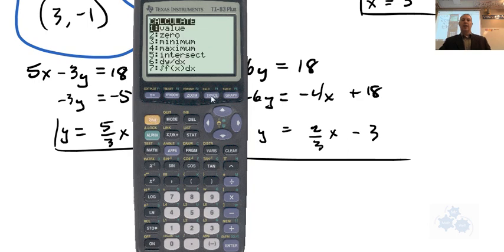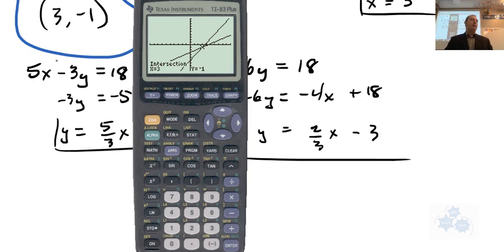Second function trace gets you to the calculate menu. We'll hit number 5 for intersect. The calculator is going to ask if that's the first curve, with the cursor blinking on one of the curves. You say yes. There's the other one. You say yes, and it asks, do you want me to guess? Yes. Then the cursor should blink at the intersection point, and look at that, 3, -1. That's the answer that we got. So we've confirmed it by graphing as well. Okay? Any questions there?